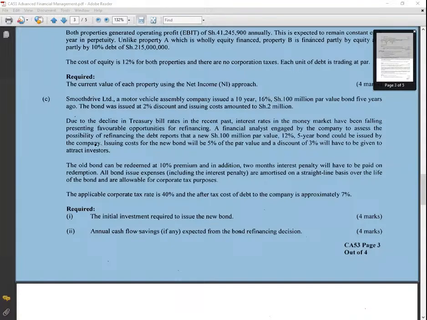So the interest is at 12%. The interest is 12% per annum times the par value, which is 100, which gives me how much? 12. Remember, this is interest per annum. So from there come the tax benefits of the bond.